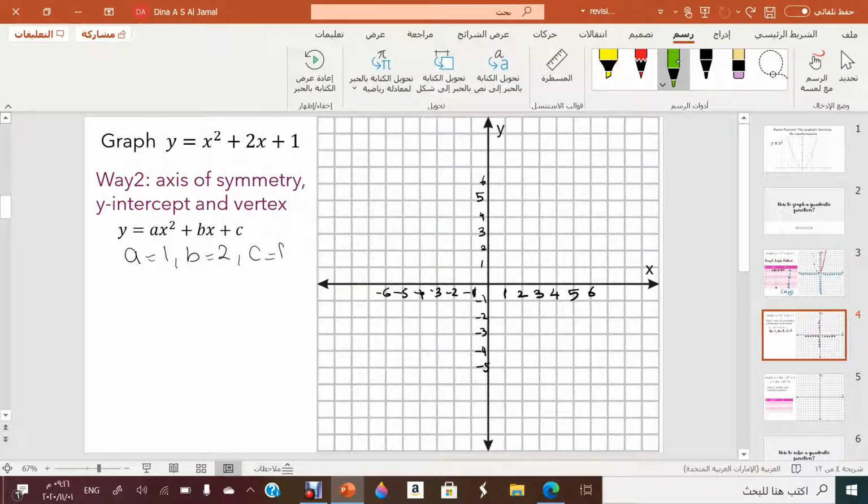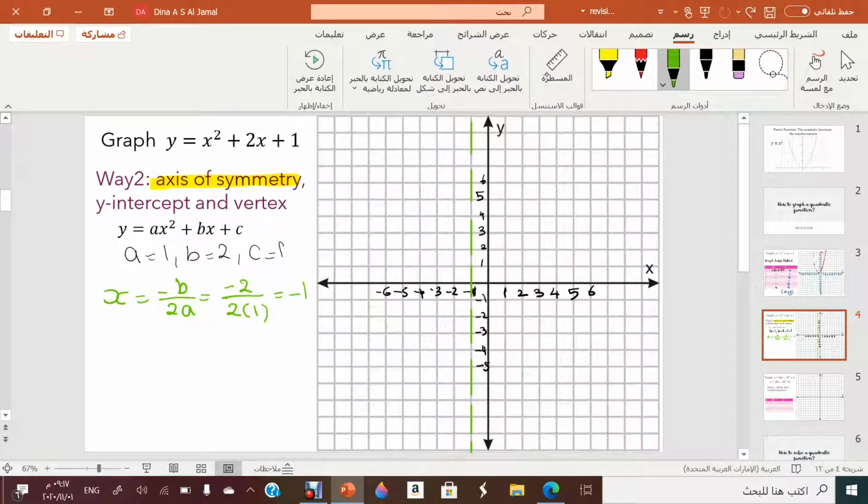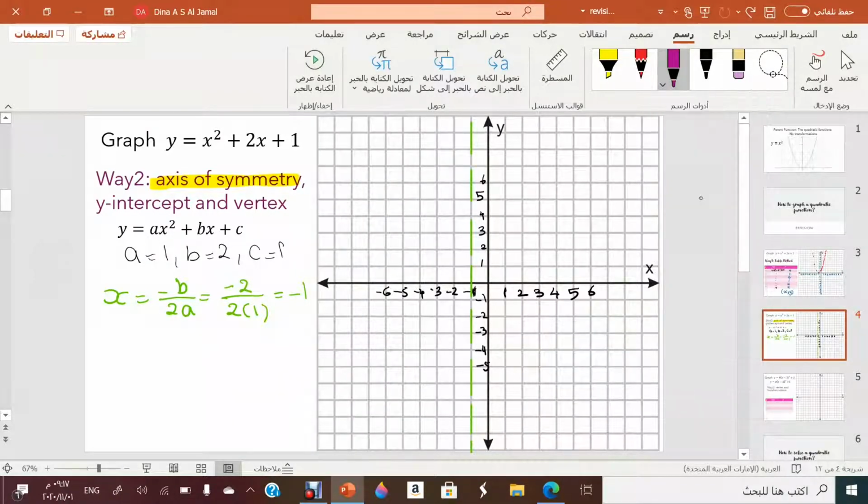So let's focus together. What is the axis of symmetry function or equation? It is all about x equal minus b over 2a. You need to substitute minus 2 over 2 multiplied by 1, and it's all about -1. Now, before doing anything, go and start drawing a vertical line which will be representative for the axis of symmetry on -1. So this is your axis of symmetry. Remember, it's like a mirror and all the points will be reflected there.